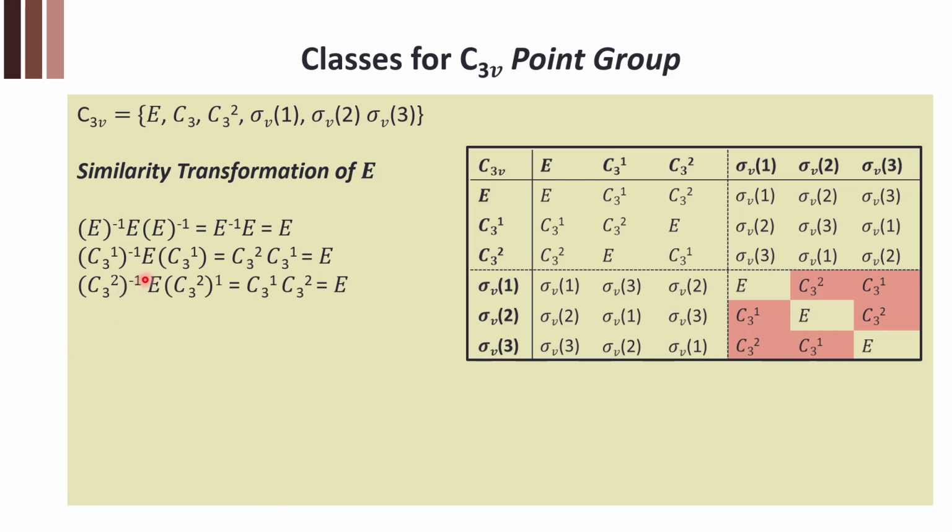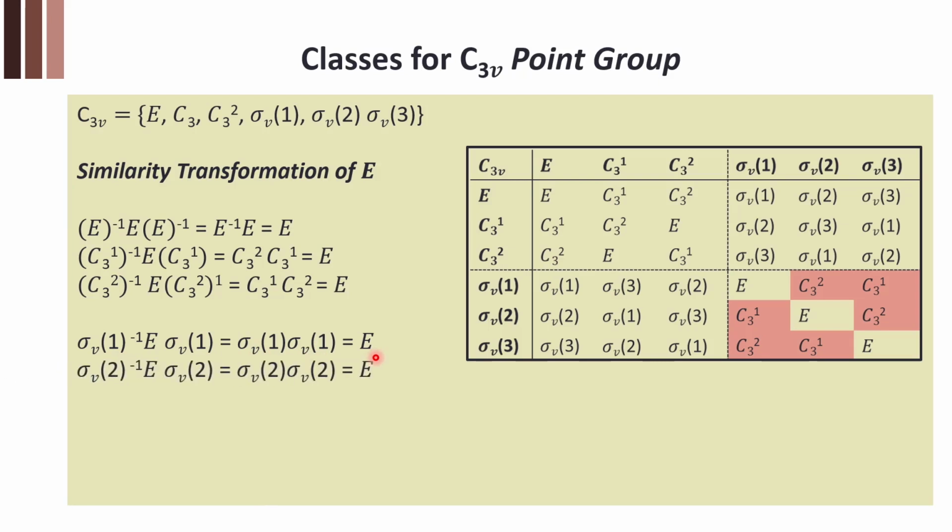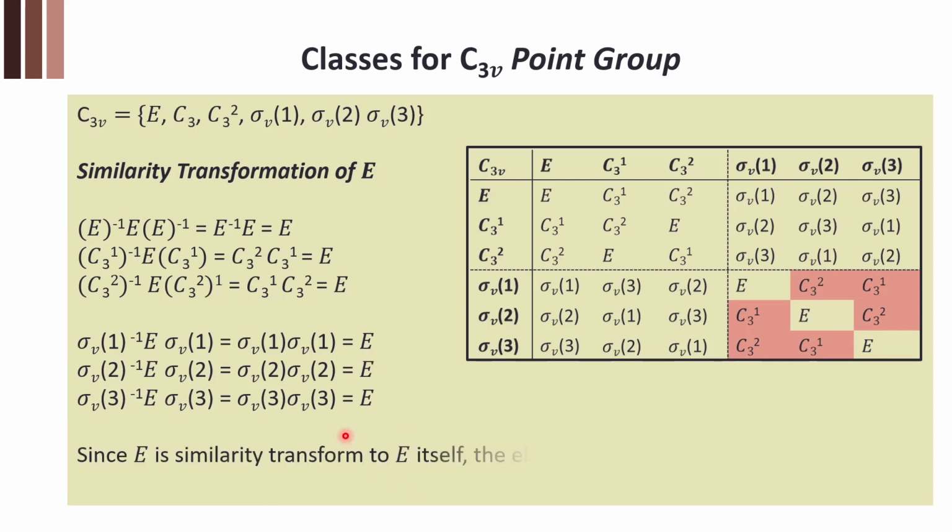When you talk about the third element, C32 inverse, the reciprocal of C32 is C31. So it is C31, and C32 into identity would be C32. So C32 and C31 make C33, that becomes identity. In a similar manner, when you talk about the planes, sigma v1 inverse, you will get identity because the reciprocal of a plane is the plane itself. So sigma v1 inverse is equal to sigma v1 itself, and sigma v1 sigma v1 gives identity. In the same manner, we'll proceed for the second plane and also for the third plane. In all cases, the result is identity. So the conclusion before us is that E is similarity transformed to itself, and the element E therefore belongs to a class of its own in the group.